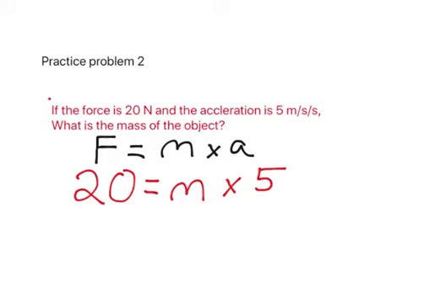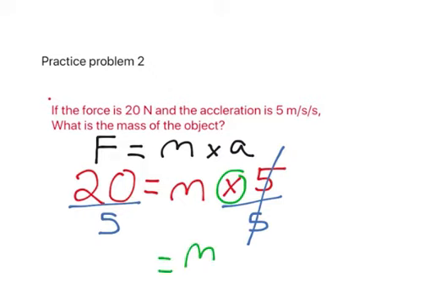Now for math class, you should have gotten at this point that we always do the opposite of what the sign is in front of the number that we want to move. So the opposite of multiplication is division. So we divide by 5 on both sides. This gets crossed out. So our final answer then ends up being that the mass is 20 divided by 5 is 4 kilograms.